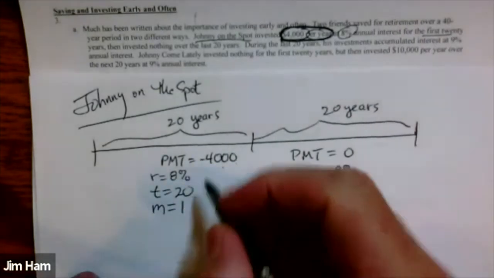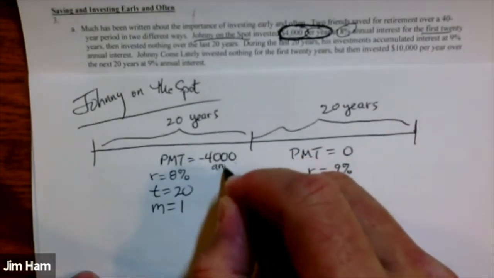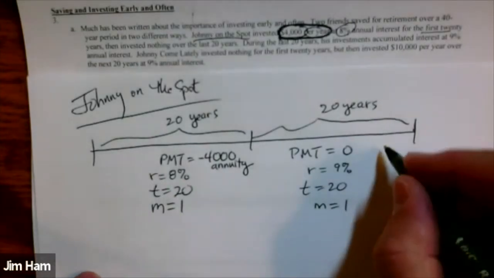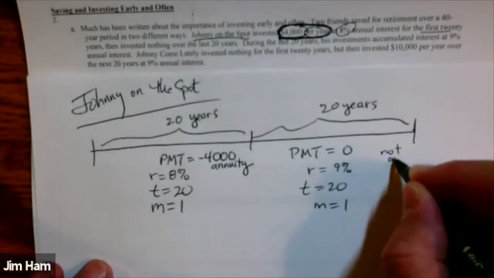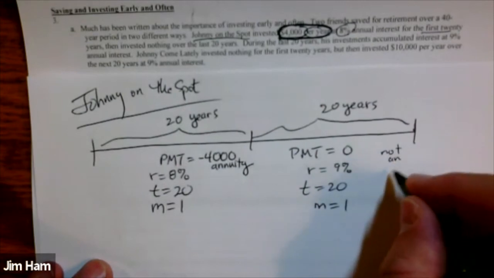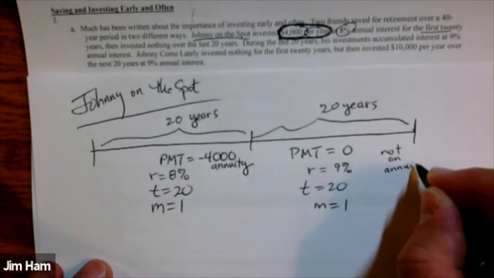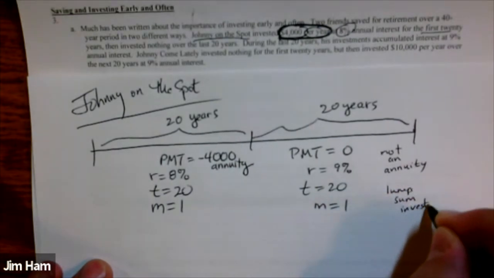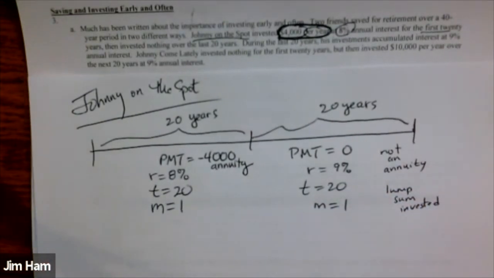In the first part, because there's a payment made, this is an annuity. And then in the last part, it's not an annuity because there is no regular payment being made. We say that this is just a kind of lump sum investment. Just to invest one chunk, like the house in the group project, it just gains a certain amount of value, and there's nothing else being added onto the house.